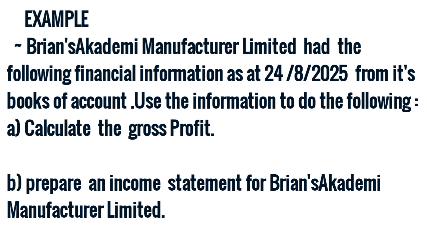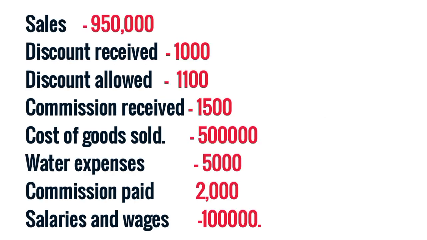So let's go. Here now we have the financial information with me. The first one, we have the sales. Sales, we have 950,000 shillings. Then we have discount received with 1,000 shillings. We have discount allowed with 1,100 shillings. We have commission received with 1,500 shillings.